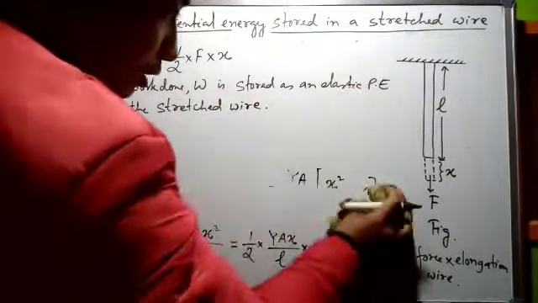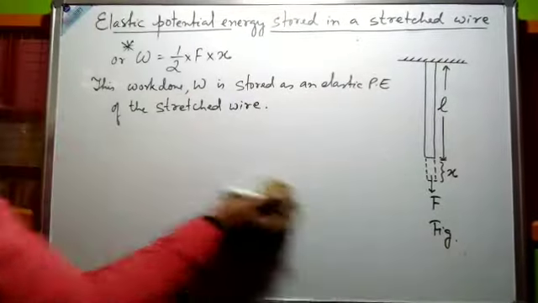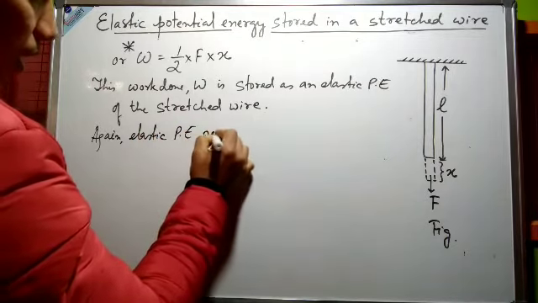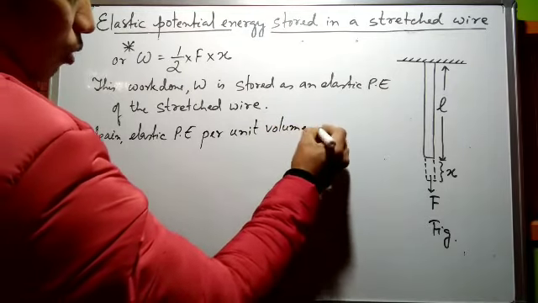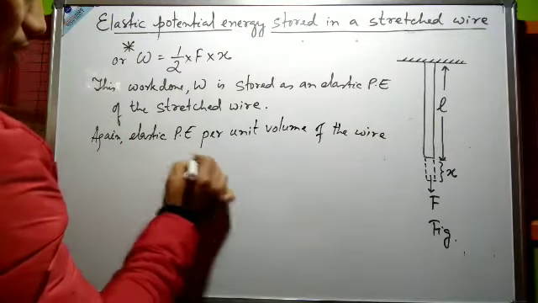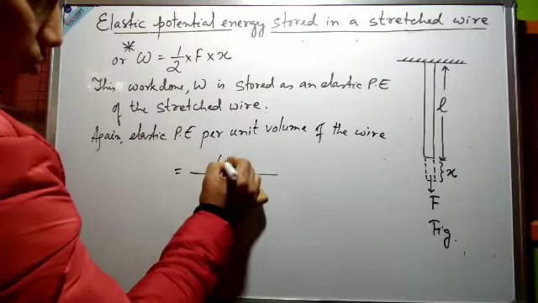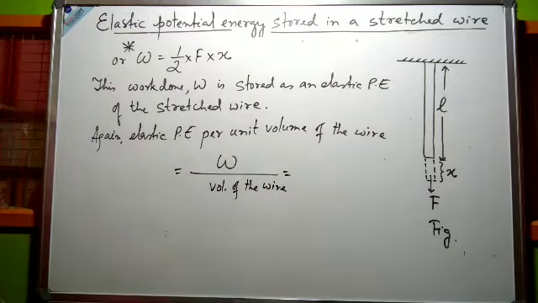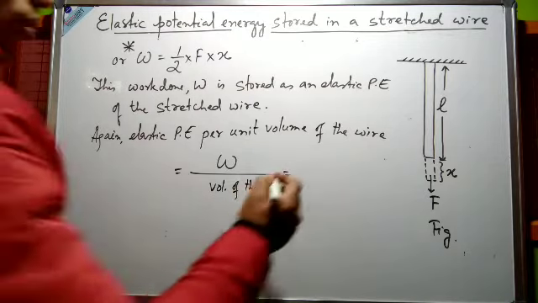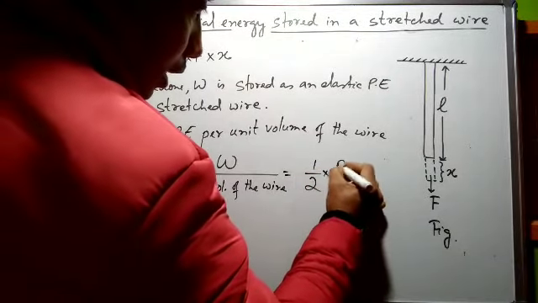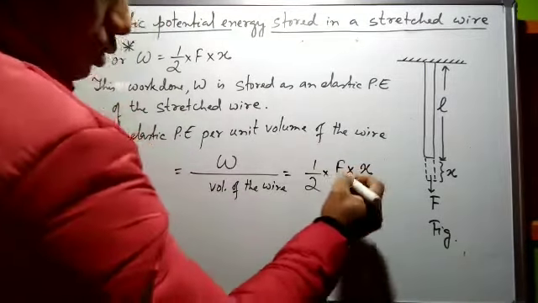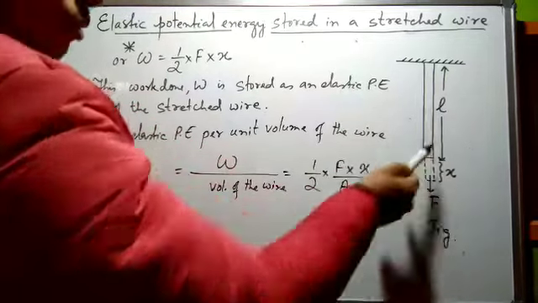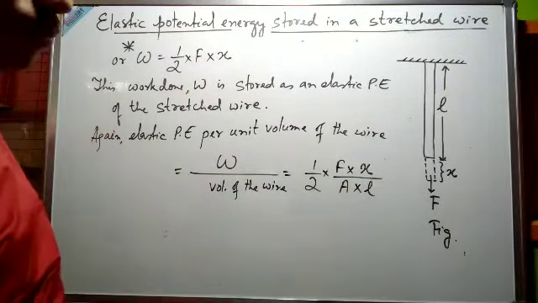Again, we can find the elastic potential energy per unit volume of the wire. The elastic potential energy per unit volume equals the energy divided by the volume, that is, work done divided by the volume of the wire. So W, half F into x, is divided by the area of cross section into the original length of the wire. Here A L represents the volume of the wire, the product of area of cross section and length.